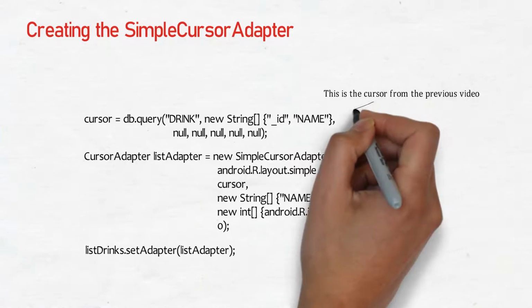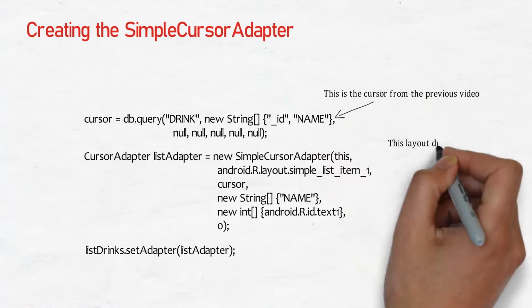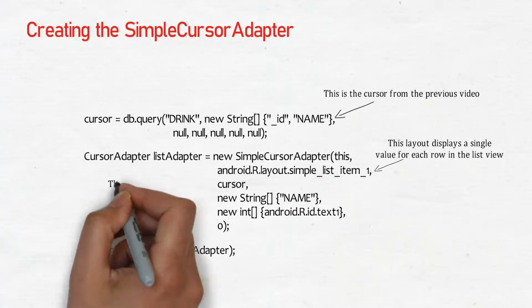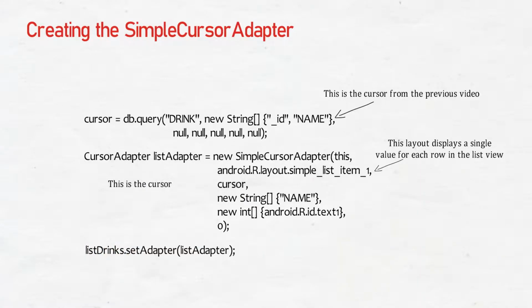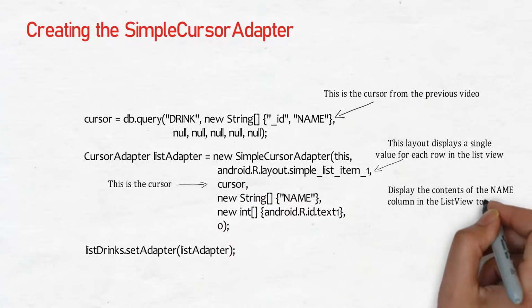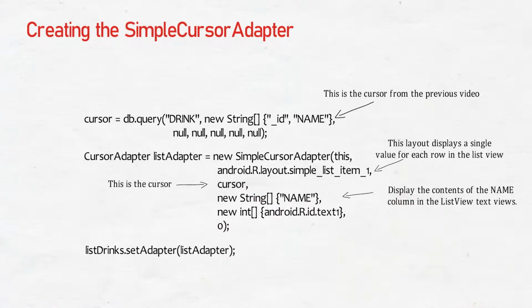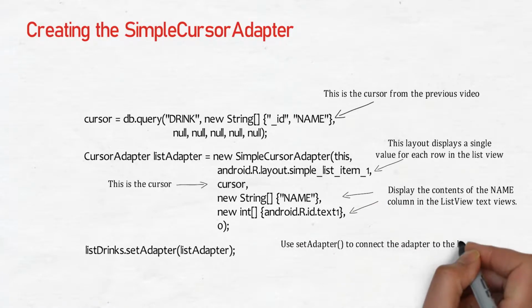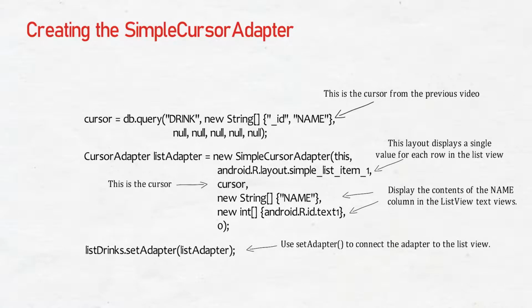This is the cursor from the previous video. This layout displays a single value for each row in the list view. This is the cursor. Display the contents of the name column in the list view text views. Then use setAdapter method to connect the adapter to the list view.